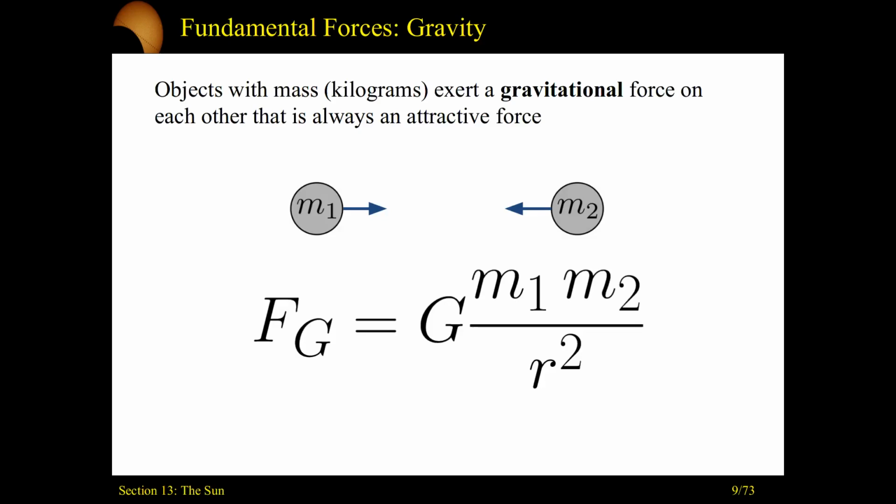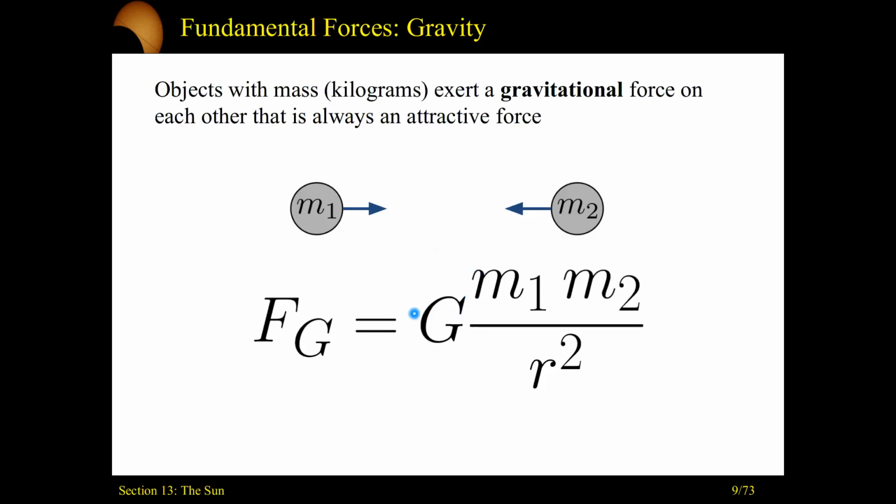So gravity, reminder, the gravitational force just says if there are two objects of mass, we have M1, M2. Doesn't matter what they are. It could be a planet and the moon. It could be you and me. Doesn't matter. There's always this attractive gravitational force between those objects.